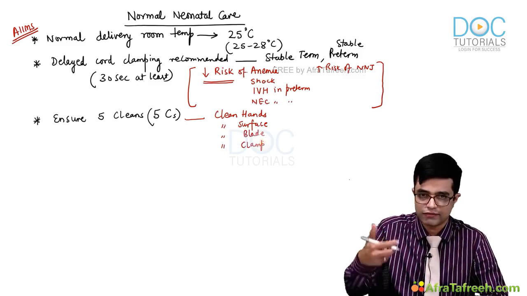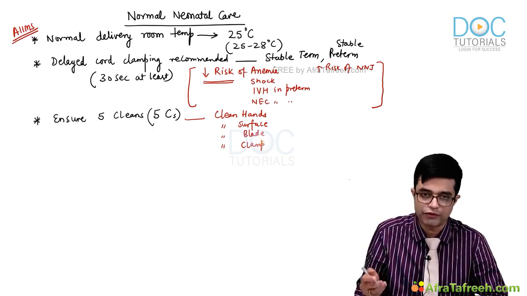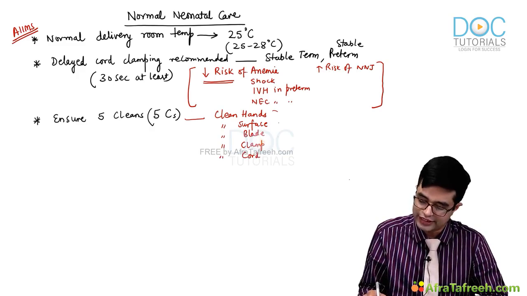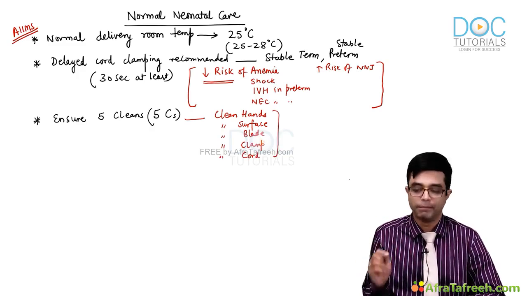Clamp is of the umbilical cord, the one you put on the umbilical cord before cutting it. And fifth is clean cord, that is cord care. So these are the 5 cleans that you need to remember.